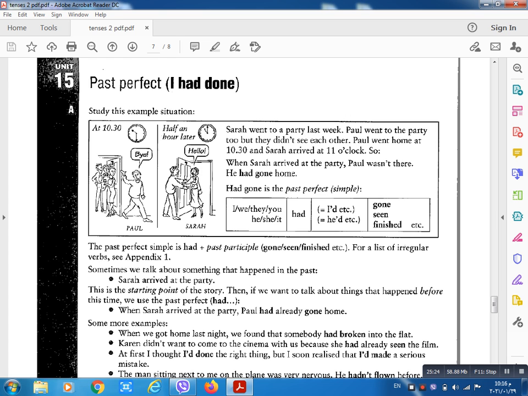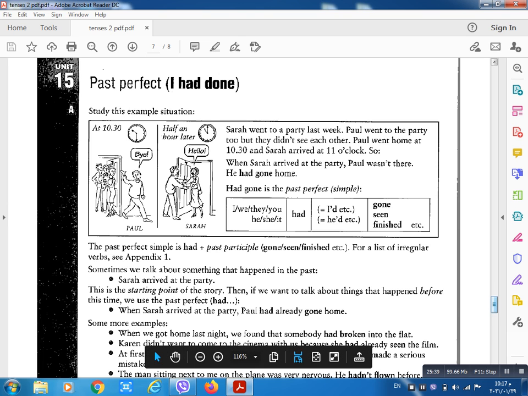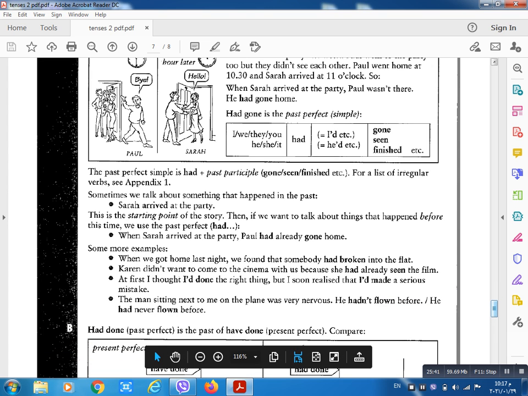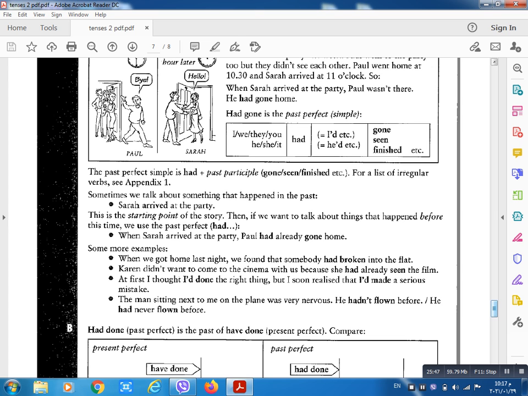Sometimes we talk about something that happened in the past. Sarah arrived at the party. This is the starting point of the story. Then, if we want to talk about things that happened before Sarah's arrival, before the starting point, or before the second action, everything will be expressed by the past perfect. That is the past perfect.